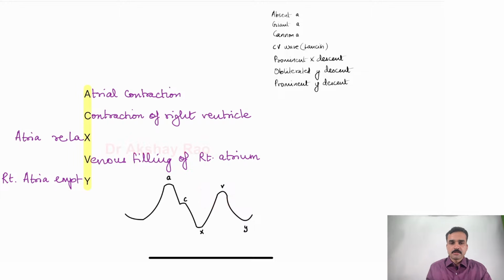So V is for venous filling of the right atrium, Y is for atrial emptying. That's because the tricuspid valve opens, the atria empty into the ventricle, and that produces the Y wave, the drop in pressure. Okay, the drop in pressure is the Y wave.